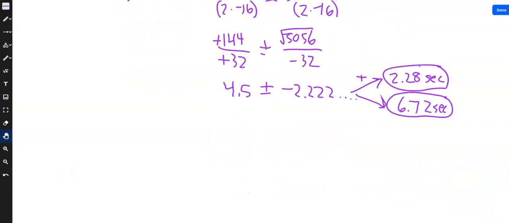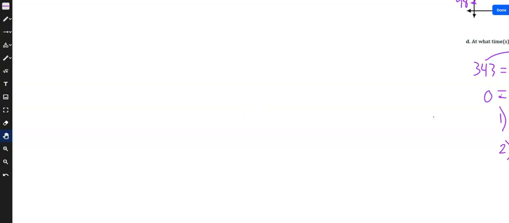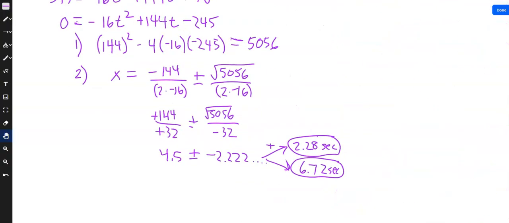So let me back up and show you that process again. First, what are you doing, formative? Stop this. Making me look bad.